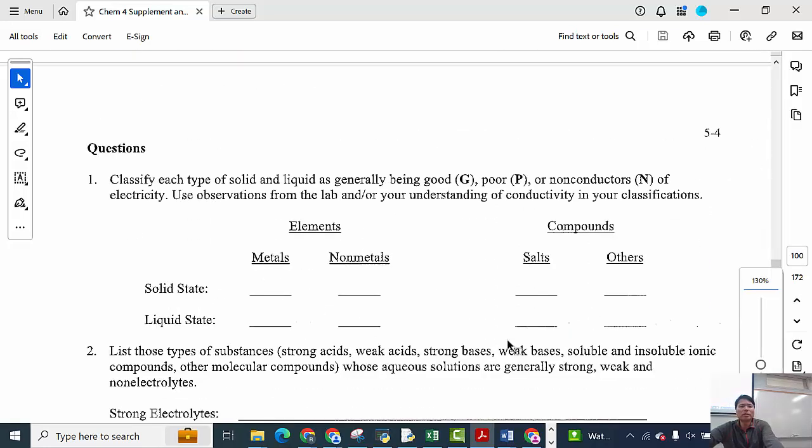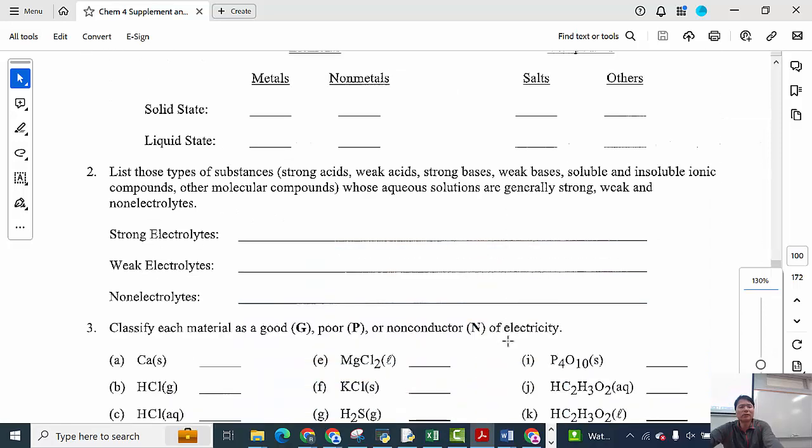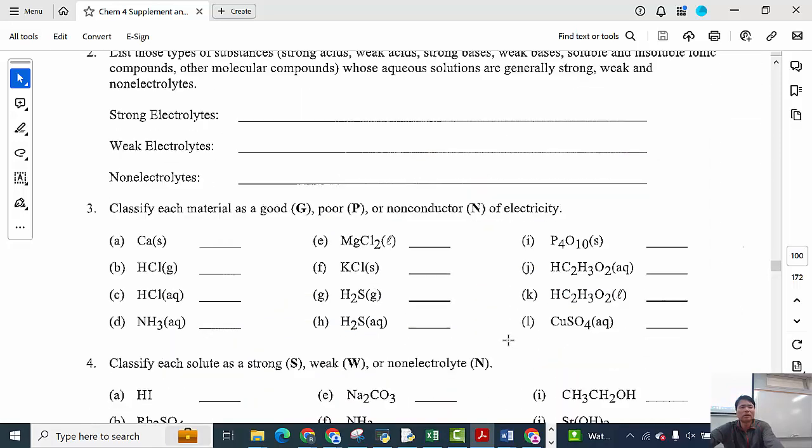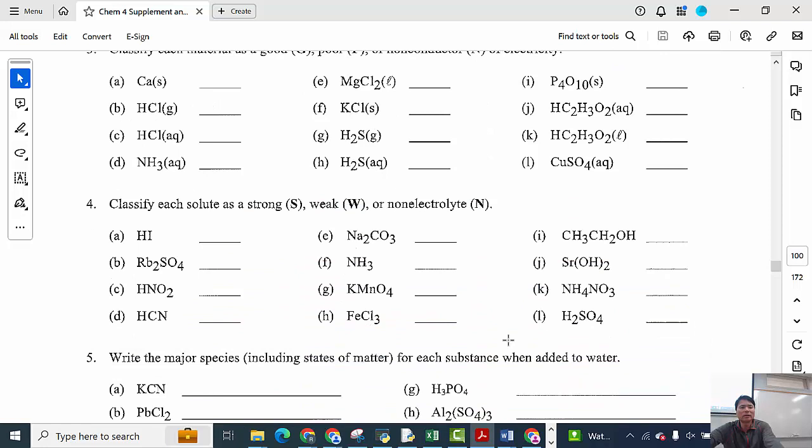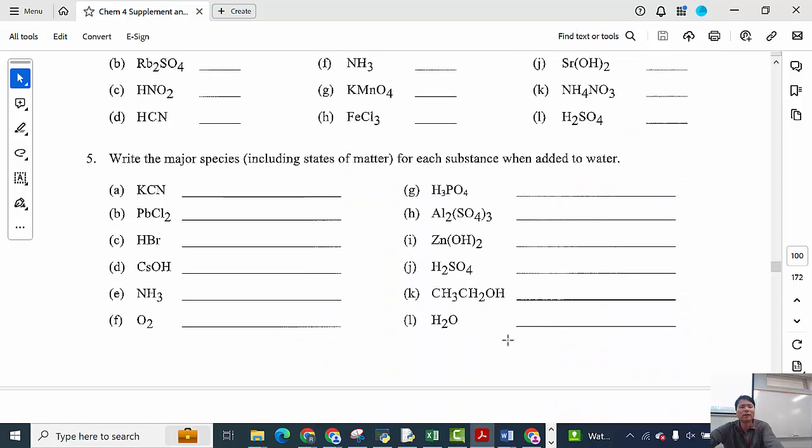All right, on the report sheet, we could do 1, we could do 2, 3, 4, and then omit 5. 5, write the major species. Omit that.